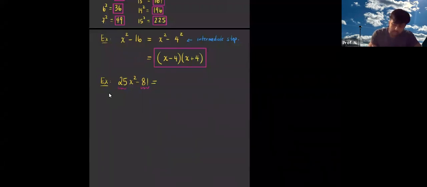So I'm going to rewrite 25. I'm going to write it in pink. I'm going to write it as 5 squared. That's what 25 is. It's 5 squared. And instead of writing 81, I'm going to write 9 squared. And then I'm going to show you that this is 5 squared, this is x squared. So I can rewrite 5 squared x squared as (5x) squared minus 9 squared.